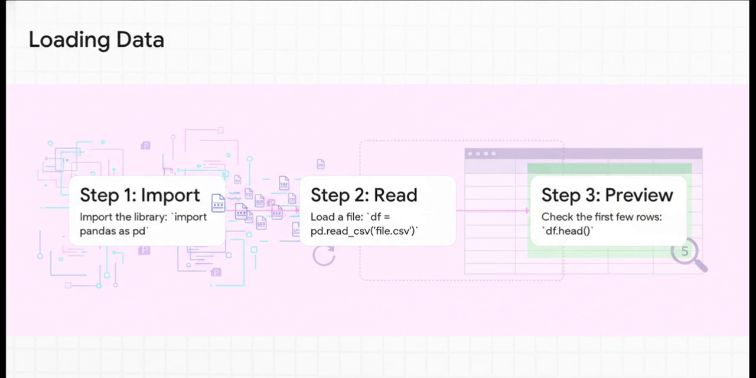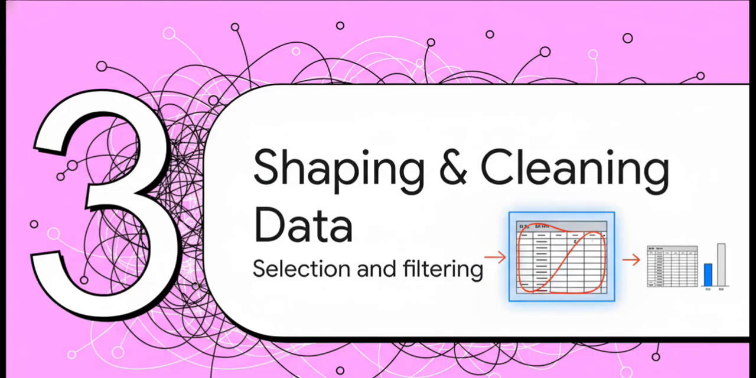And just like that, it's loaded into a data frame. A quick call to .head, and you can see the first few rows to make sure it all looks good. It's that easy. Okay, so we've got our data loaded. Now for the fun part, or the real part of data analysis. Real-world data is messy, so the next step is always to shape it. Grab the pieces we need, filter out the noise, and figure out what to do with all those blank spots.